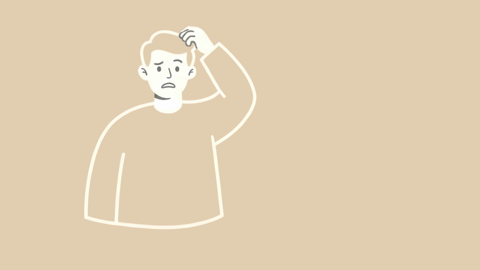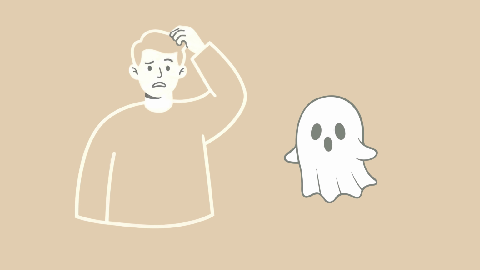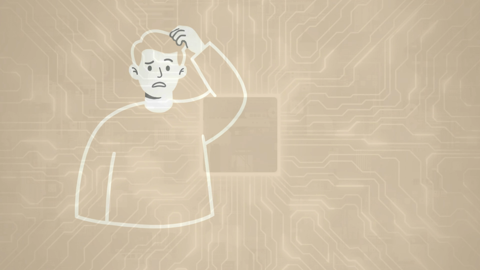AI is talked about everywhere right now, but most explanations make it feel complicated, confusing, or even a little frightening. That's usually because people start with technical language instead of starting with a simple idea.